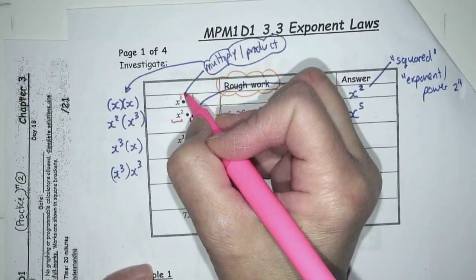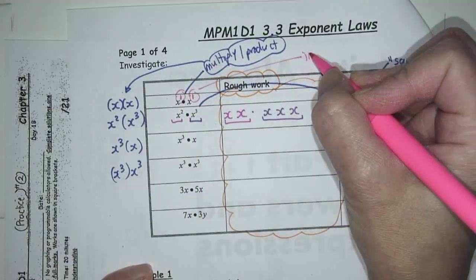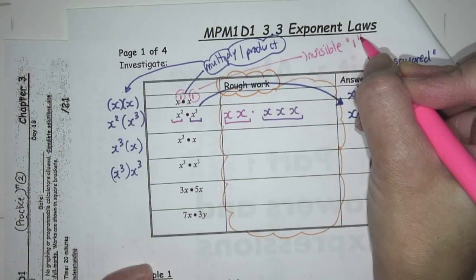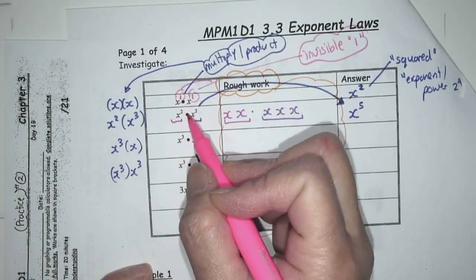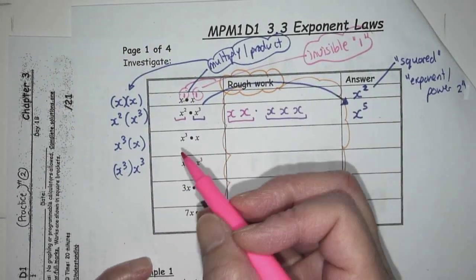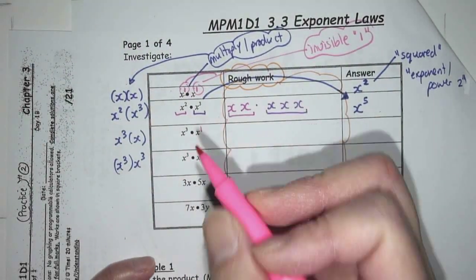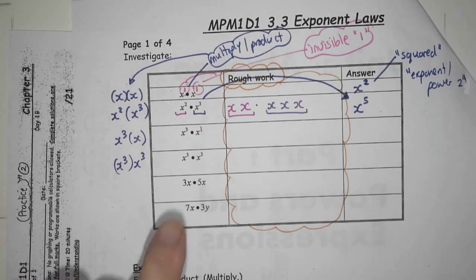They're invisible ones. Okay, so there's ones here and here. So if there's no exponent, you assume it's 1. If I have an x times an x, I have 2 x's. Here, I have 3 x's, and I have 1 more x here. So that's, again, invisible. So you're not writing that, but you're thinking that in your brain, that there's an exponent of 1.